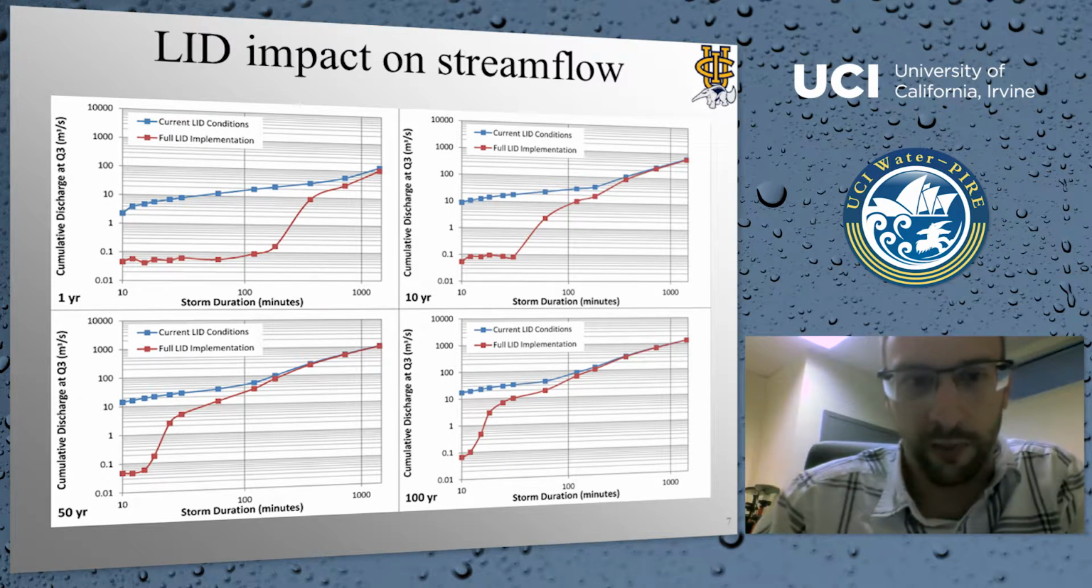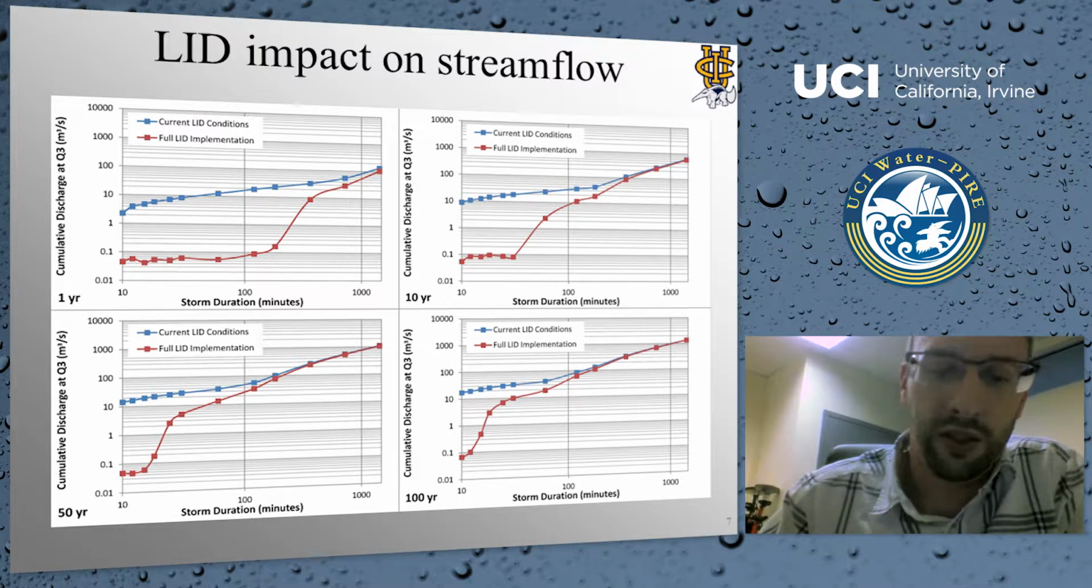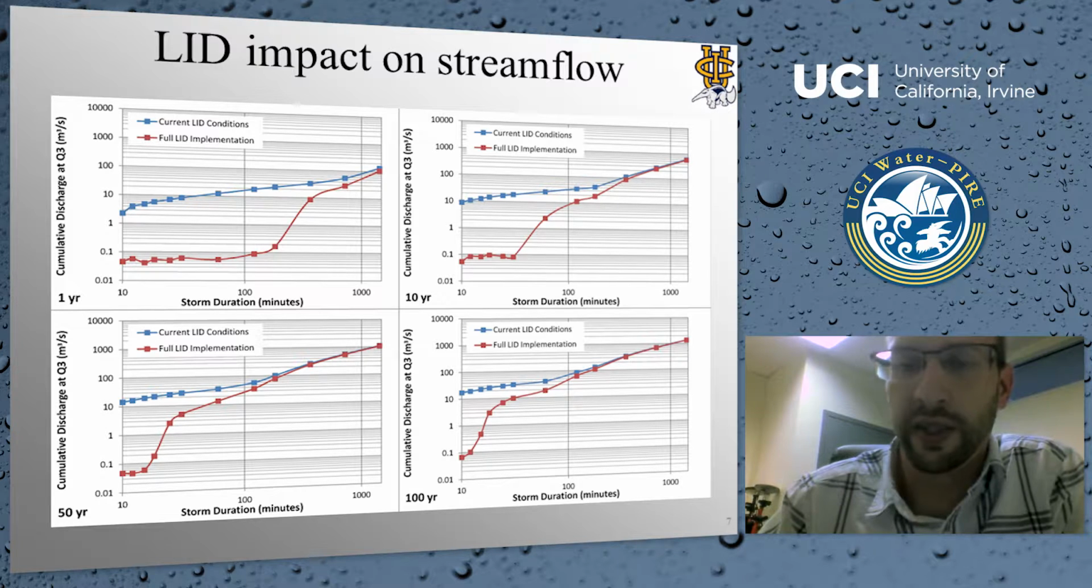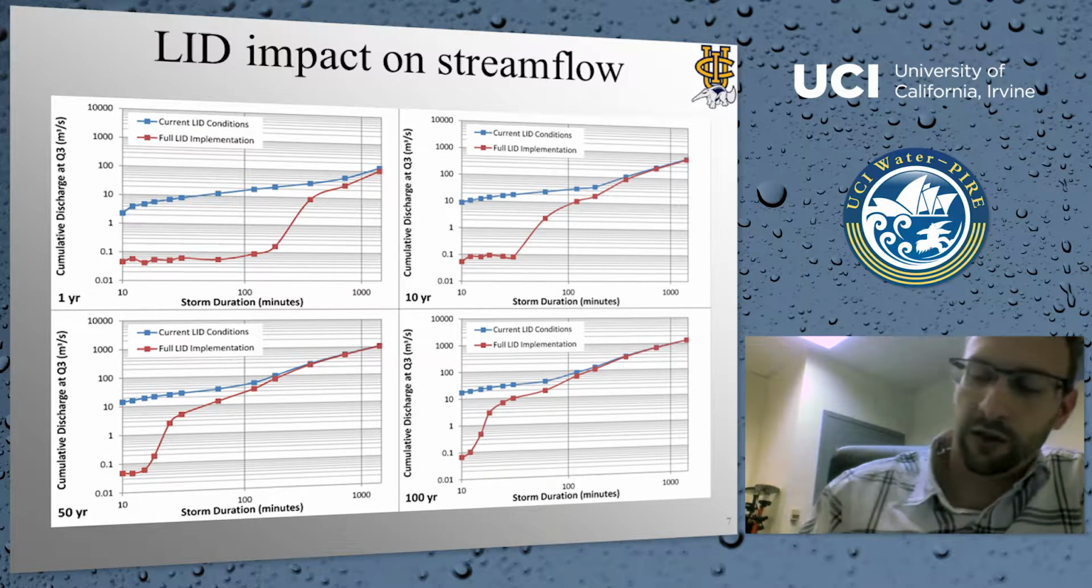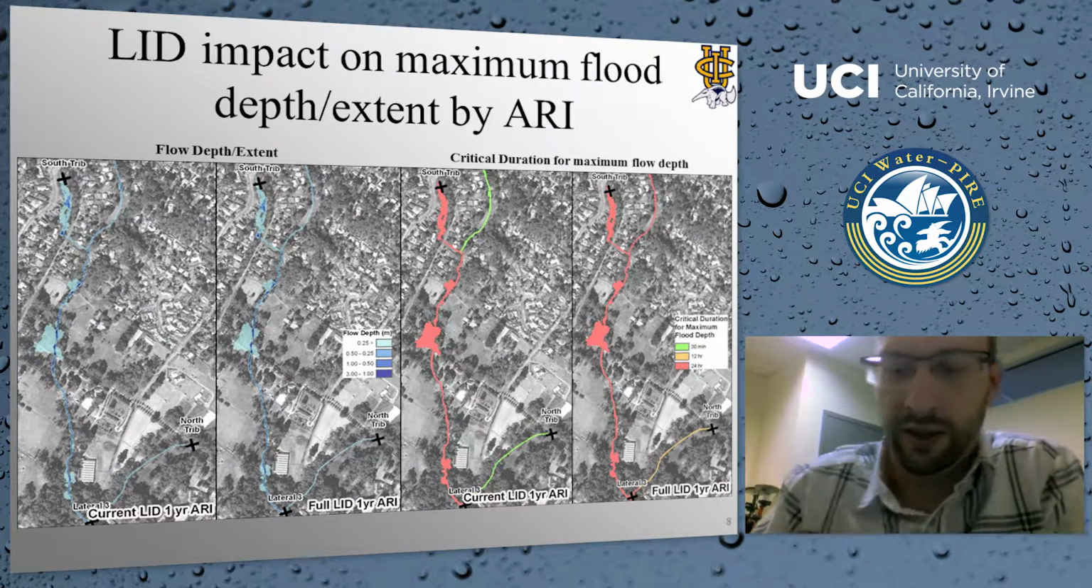And you can see that as the return periods increase and the durations increase, the LID systems become less effective at retaining the runoff from the longer duration rainfall events, and they become less effective at mitigating flood hazard. So what does this look like if we plot the data spatially?